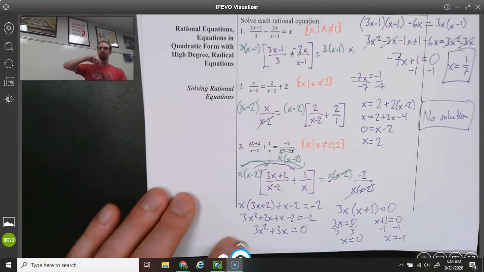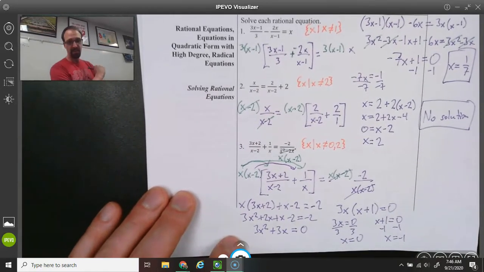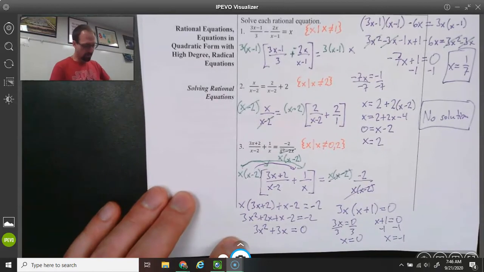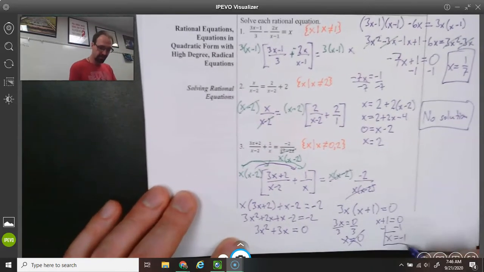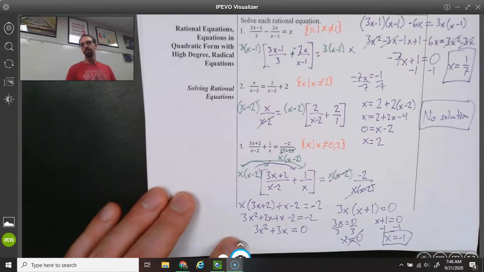So now both of these are solutions. Wait! Possible solutions, because one of them is not in the domain. The x equals 0 is not in the domain. So this is extraneous, and x equals negative 1 is my solution.